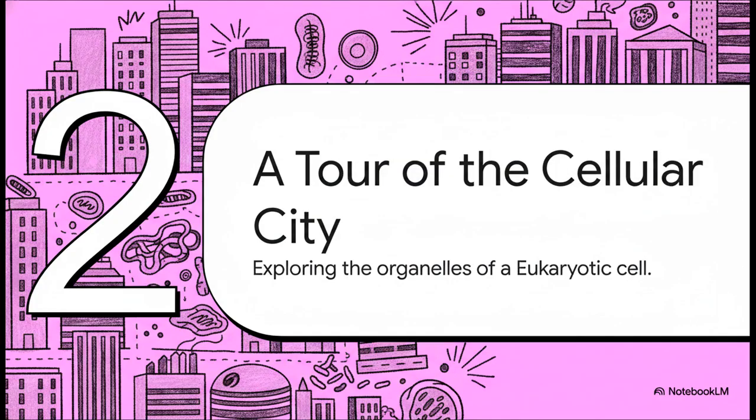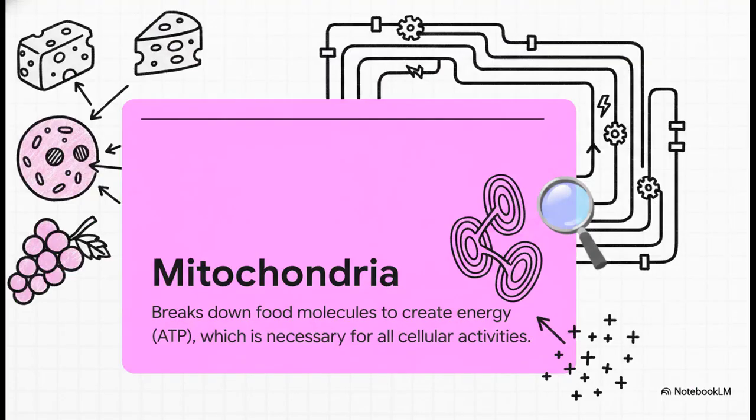All right, now for the main event. Let's actually step inside one of these complex eukaryotic cells. And I want you to imagine it. Think of it like a bustling, living city, where every single building, or organelle, has a very specific and vital job to do. Our first stop is the city's power grid, the mitochondria.